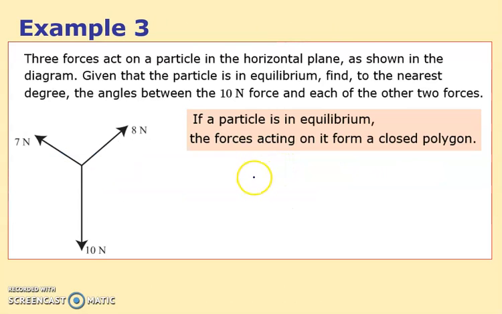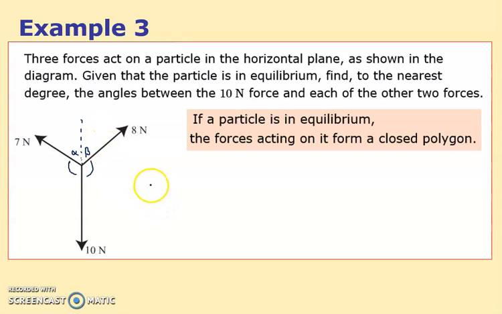Three forces act on a particle, a new example, in a horizontal plane. It doesn't mean that it's flat. It means if we're looking down on it and they're all in the same plane, as shown in the diagram. So given that the particle is in equilibrium, find to the nearest degree the angles between the 10 newton, it's these two angles here at once. So it may be best to, well, I'm half tempted to split it down the middle. And I'm going to find alpha there, and I'm going to find beta there.